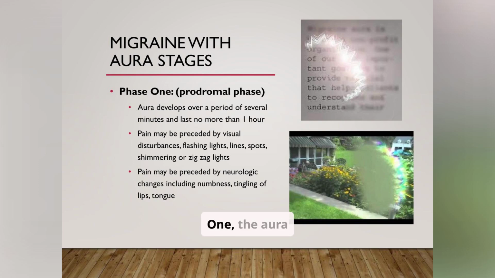In phase 1, the aura phase, patients may see flashing lights, zigzag lines, or experience numbness and tingling in the lips, tongue, or limbs. These symptoms can be scary if you don't know what's happening. Scenario: a patient tells you, "I saw bright lines and then my left hand went numb." That's a classic aura. Recognizing it early can allow for timely treatment and potentially reduce the severity of the migraine.